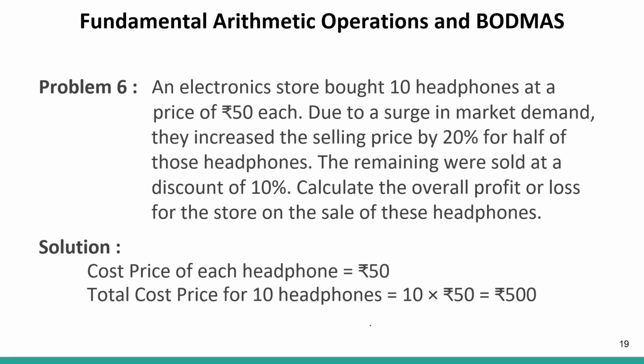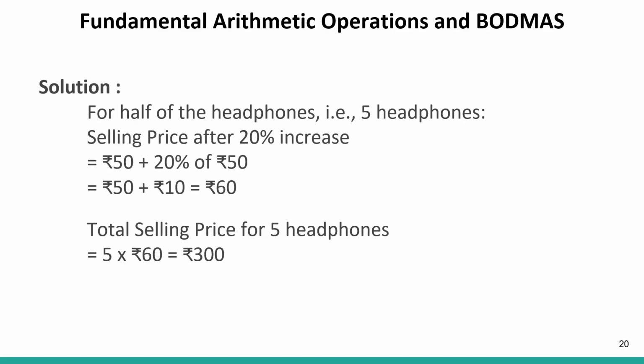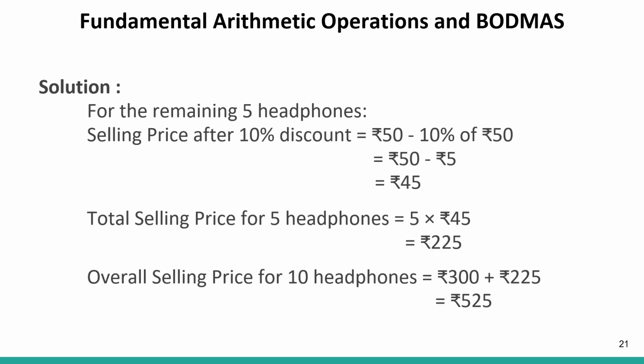Okay, let's see. The cost of each headphone is equal to 50, so the total cost of 10 headphones is equal to 500. For half of the headphones, that is 5 headphones, the selling price is increased by 20%, so it will be 60 for each headphone. So 300 is made from those 5 headphones after the surge in demand. For the remaining 5 headphones, the selling price was after a 10% discount, so it will be 45 each. The total selling price of 5 headphones will be 5 into 45, which is equal to 225. So in total, they made 525 after an investment of 500 rupees.